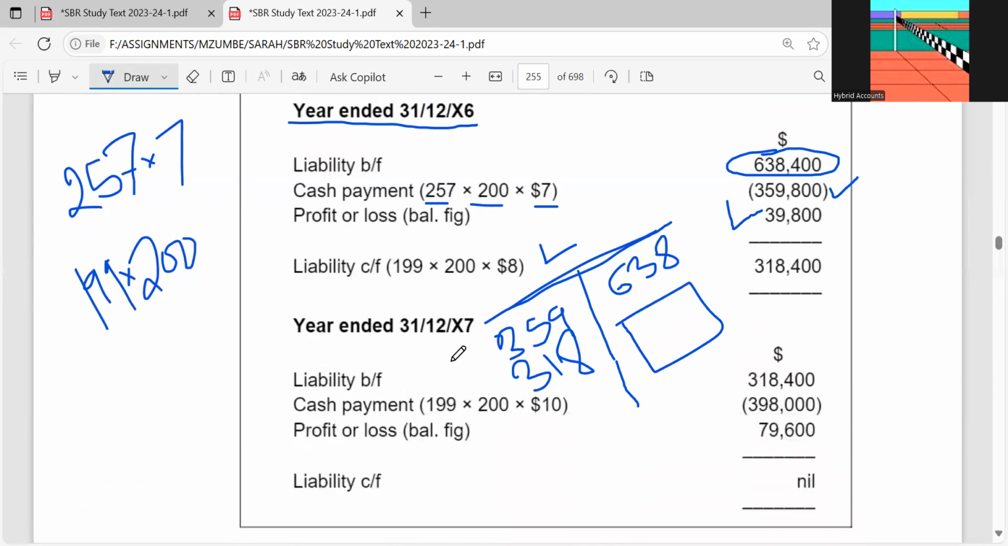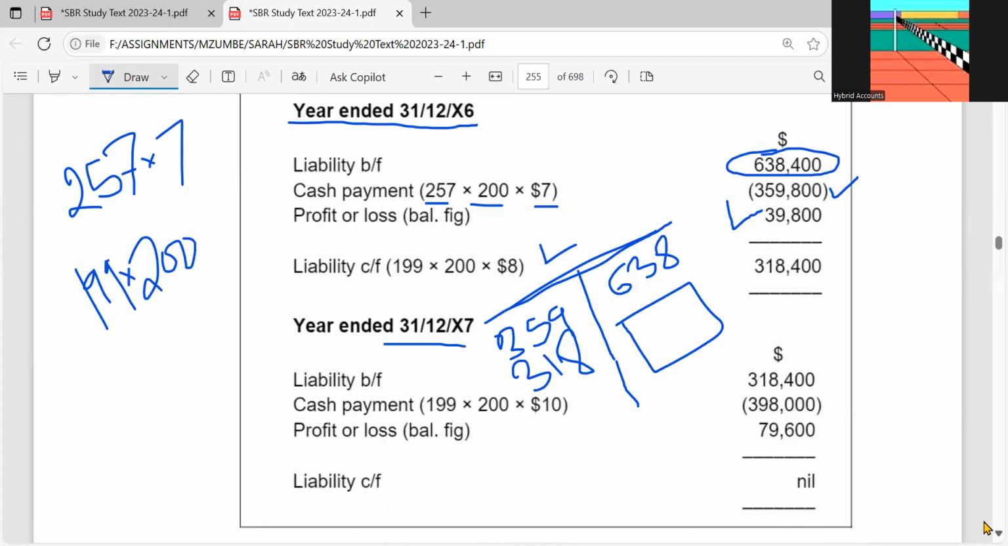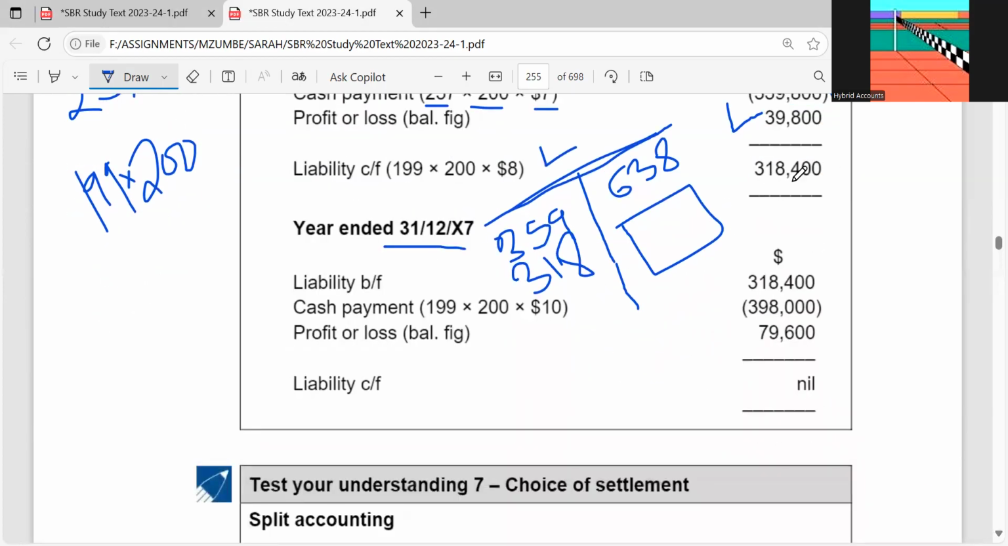And then for the second point now, for 31st December 20x7, you do the same, right? We are told here that the remaining eligible employees exercise their rights in full on 31st December 20x7. So on 31st December 20x7, nothing remained payable, right? So this liability of 318,400, which you see here, was totally extinguished. This was the opening balance. The closing balance was nil. What did we pay? As usual, you pay 199 employees. Each one you pay 200 what? Rights. At what price? At the intrinsic value.